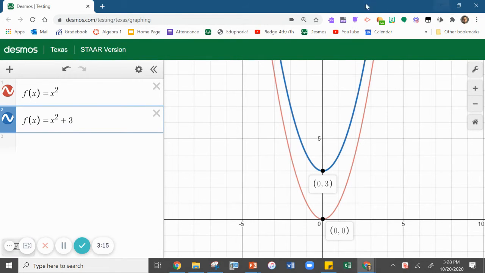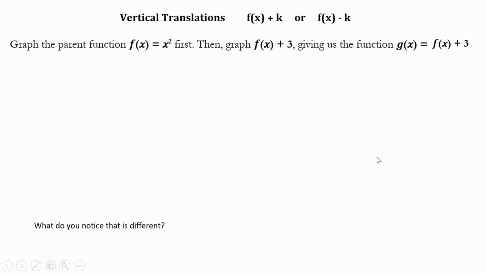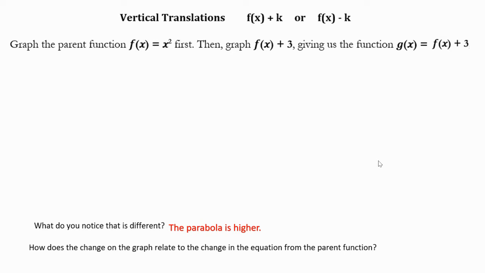Let's answer some questions about this. It says, what do you notice is different? The parabola is higher. It shifted up. How does the change on the graph relate to the change in the equation of the parent function? In other words, how is this graph different from this one? Well, when the k is positive, the graph shifts up that many units. If you start making yourself a list of these transformations, I would say when k is positive, the graph shifts up k units. Remember, you can pause this video anytime you need to, but for the purpose of the length of the video, I'm going to keep going.